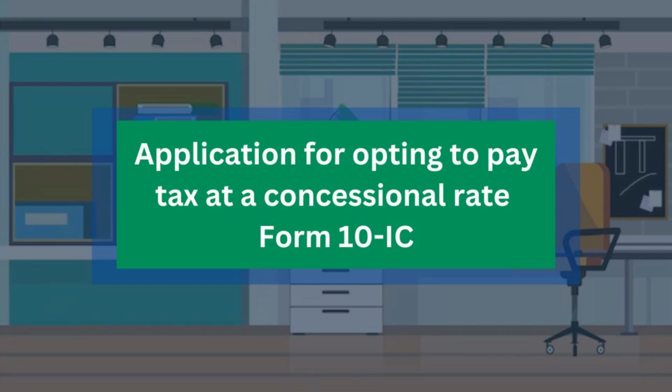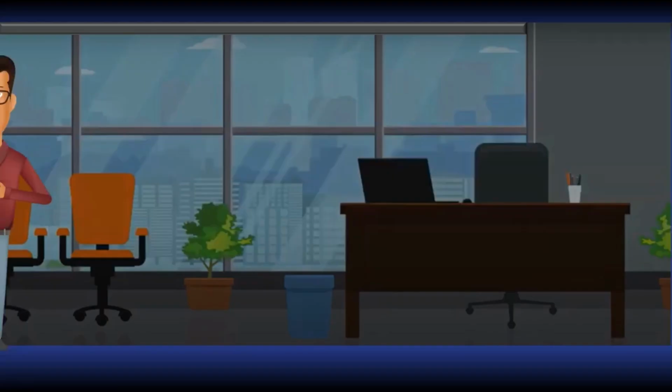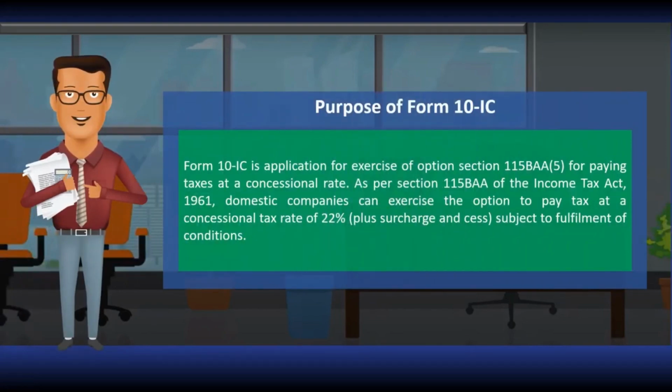This video is on Form 10IC, which is an application for opting to pay tax at a concessional rate. Form 10IC is required to be filed by domestic companies who wish to exercise the option to pay tax at a concessional rate of 22% plus surcharge and cess, subject to fulfillment of certain conditions.